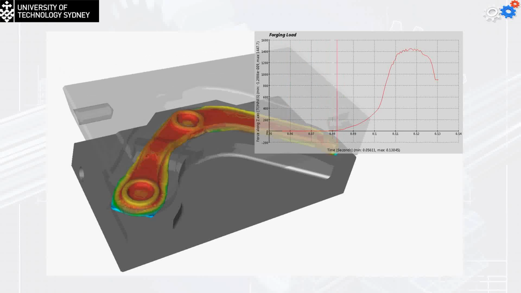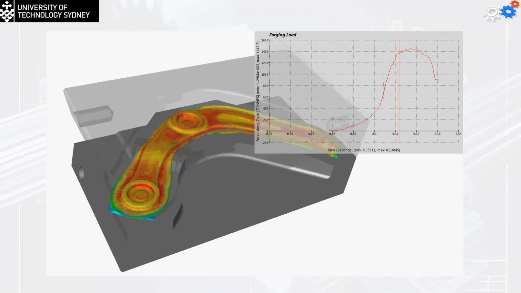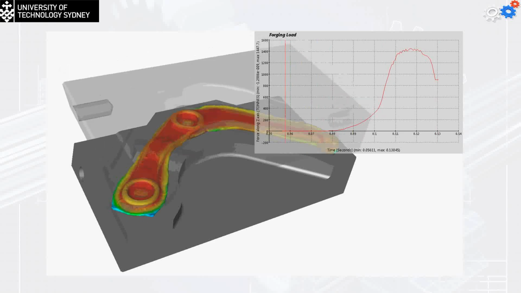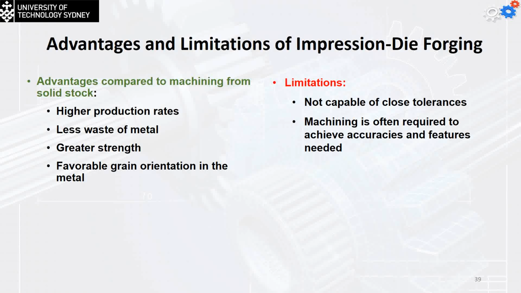The advantages of impression die forging are a higher production rate, less waste of metal, greater strength for the material, and favorable grain orientation in the metal. The limitation is that it is not capable of close tolerances because we still have to remove something. Machining is often going to be required to achieve the accuracies and the features needed. Most spanners are actually made by this process. The spanners we use are actually made by impression die forging.